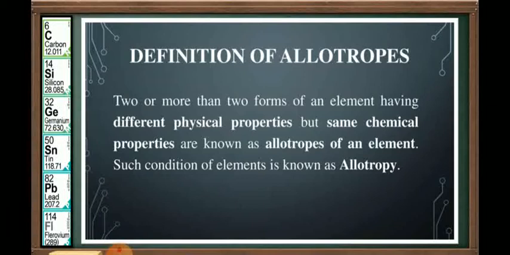I hope what allotropy is, is clear to you. Allotropy is the phenomenon of an element in which two or more different forms of the element have different physical properties but chemically they are the same.